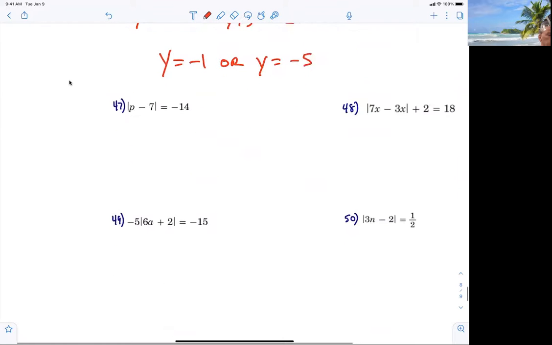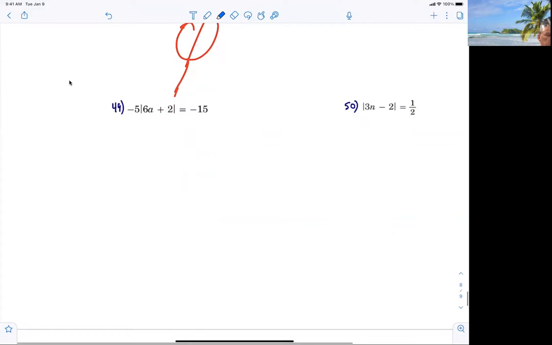Now here's the one most people miss, 47. What does that answer? No solution. One of the first things you want to check is absolute values cannot be negative. Absolute values cannot be negative. So if you're in a hurry, everybody makes a mistake on those. Now is 49 no solution?